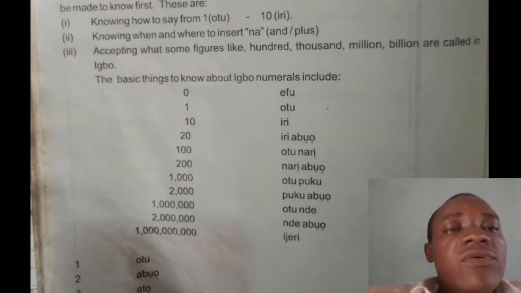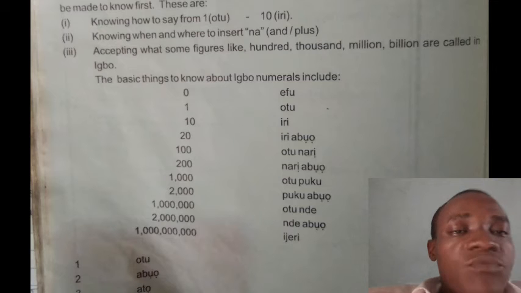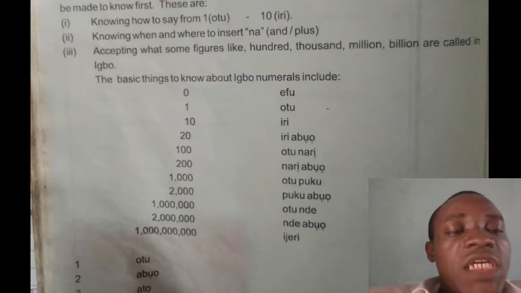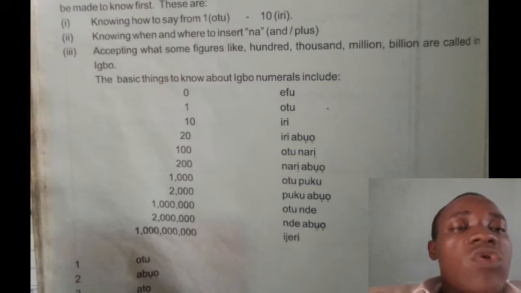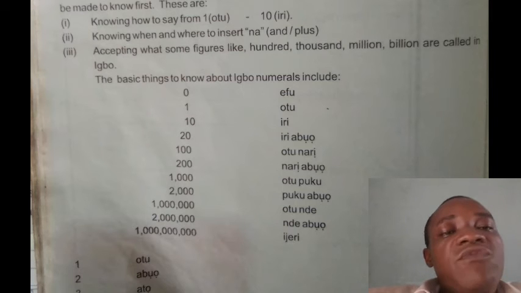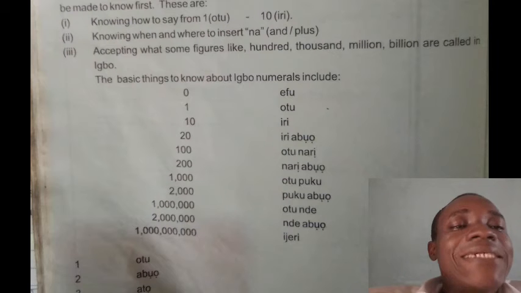Now, 0 in Igbo is called efu. 1 in Igbo is called otu. 10 in Igbo is called iri. 20 in Igbo is called iri abuo. 100 in Igbo is called otu nare. But 100 alone is called nare. When I have 200, it is called nare abuo.